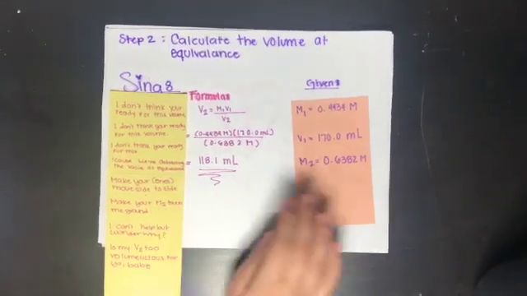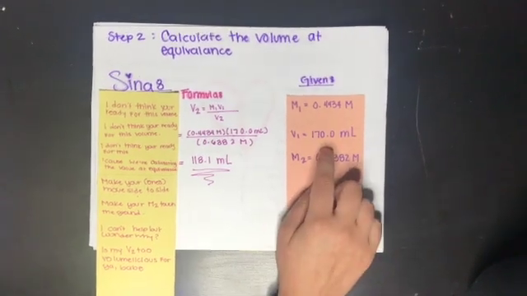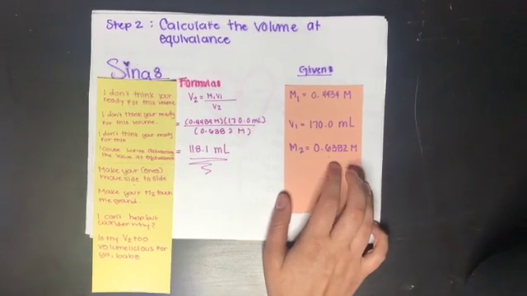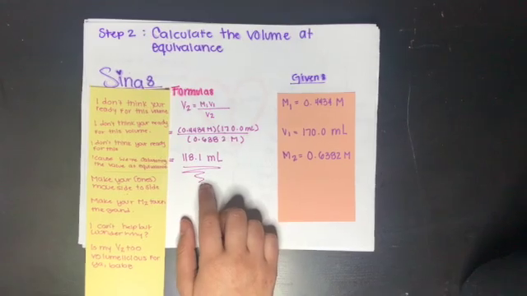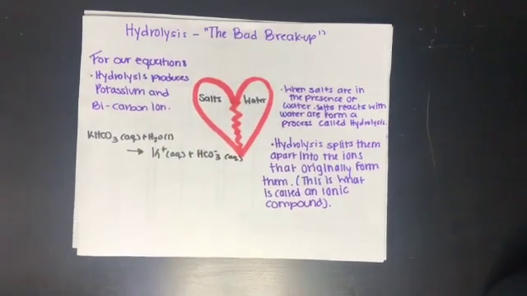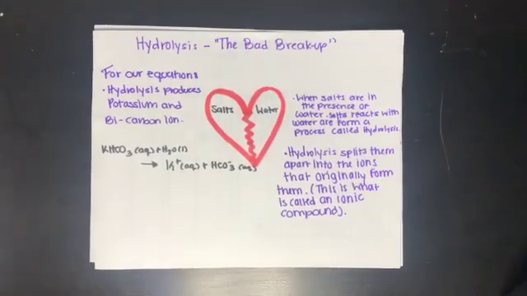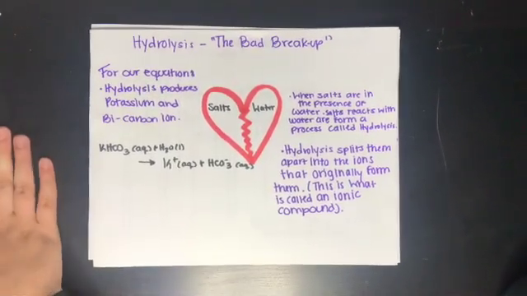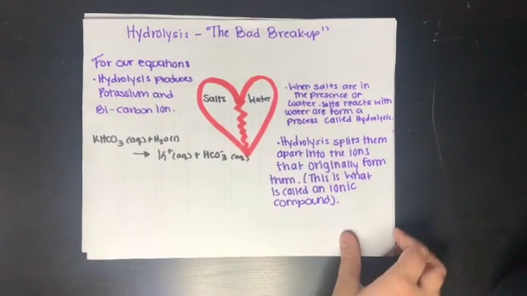So for this equation, our M1 was 0.4434. Our first volume was 170 milliliters, and at the bottom we had 0.6382 M. That gave us a total of 118.1 milliliters. When salts are in the presence of water, water does this thing called hydrolysis. Hydrolysis splits them apart into the ions that originally formed them, and this is what we would consider an ionic compound. For our equation, hydrolysis produced a potassium ion and a bicarbonate ion.